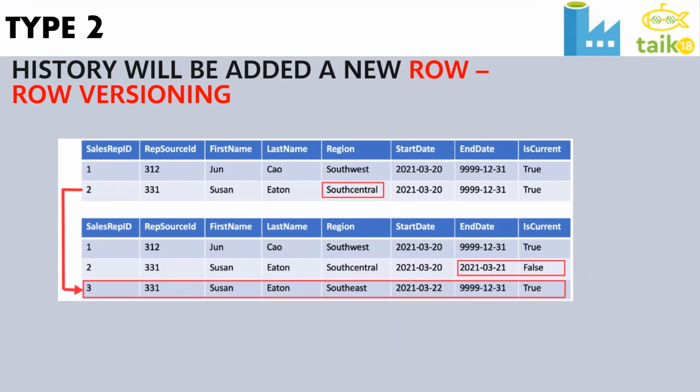And now type 2. In type 2, history will be added as a new row, which we can also call row versioning. Here, for example, for sales representative ID number 2, the region is South Central on this start date and there is no end date. When he changes to a different region, for example here to the Southeast, a new row is added, the end date is updated, and also the status, whether it is current, true or false. Like this, the value is added into a new row, and we can see the versioning history of that particular transaction. That is type 2.